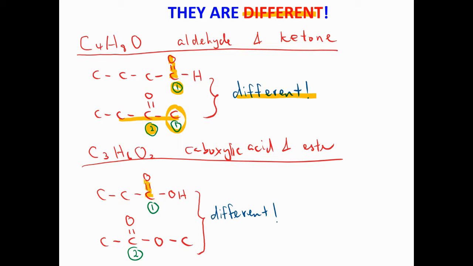Carbonyl, C double bond O. I wouldn't say carbonyl, it's C double bond O must be at carbon number 1 for carboxylic acid. And you can see it's attached to OH. For ester, the oxygen must attach to at least one more carbon. And you can see here is carbon number 2. So these two are different, so they are isomers.